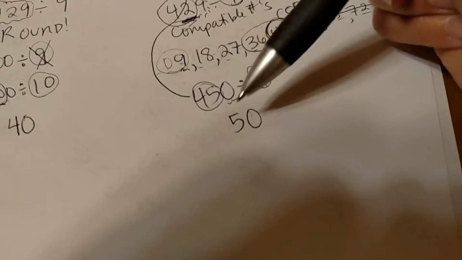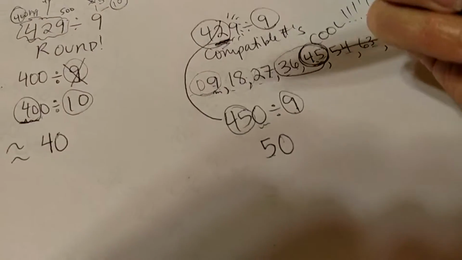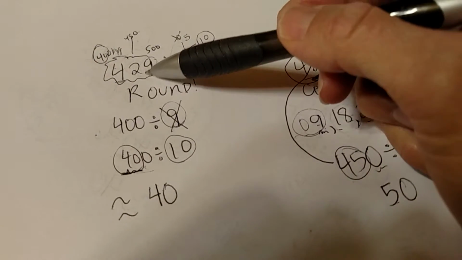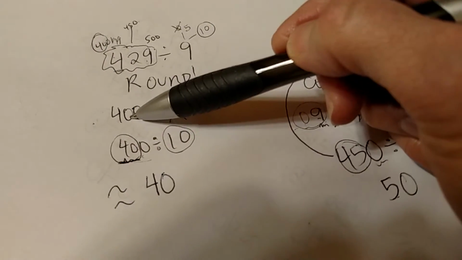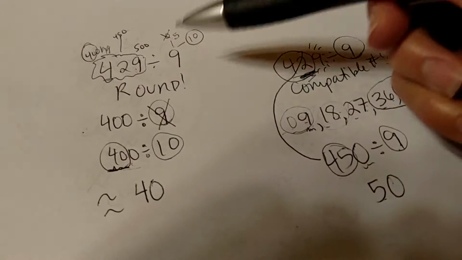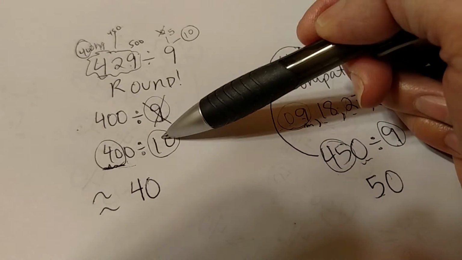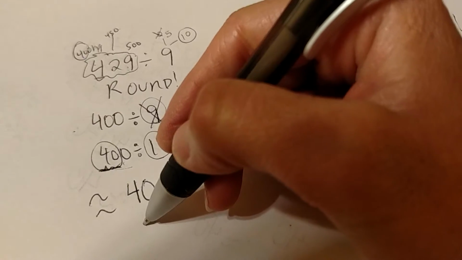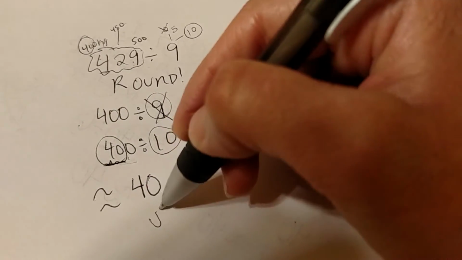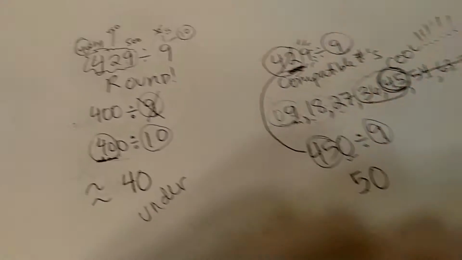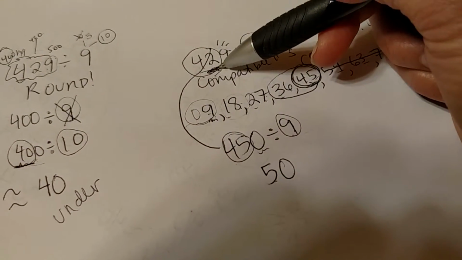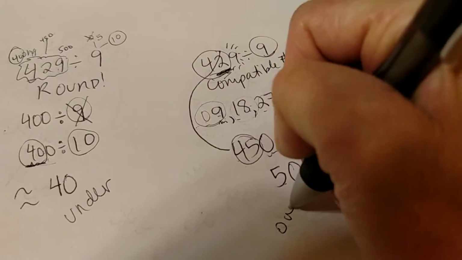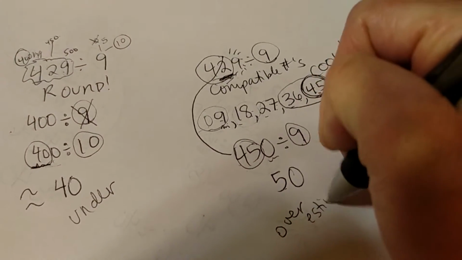Alright, so I just want you to notice something. These are different this time. And over here we took the 429 and we rounded it down. And we took the 9 and rounded it up just a little bit. So this might be considered an underestimate. Whereas in this case, I took the 429 and rounded it up. So in this case, this might be considered an overestimate.